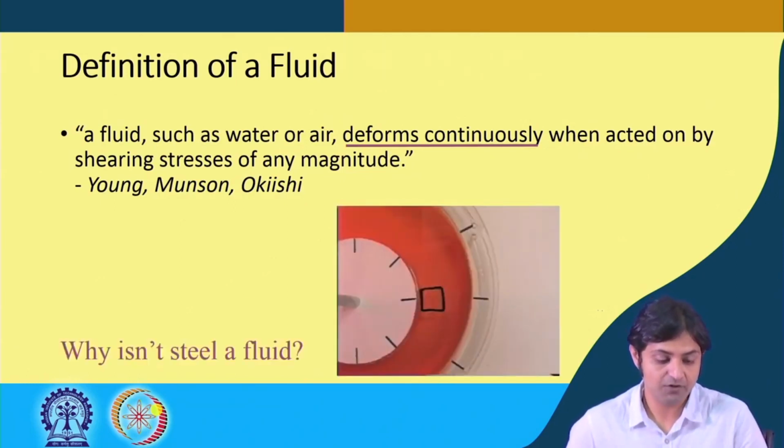So I have a question: why isn't steel a fluid? Because steel does not deform continuously if a small force is applied, and by definition, if you apply whatever single force, the simplest force, the fluid will deform.